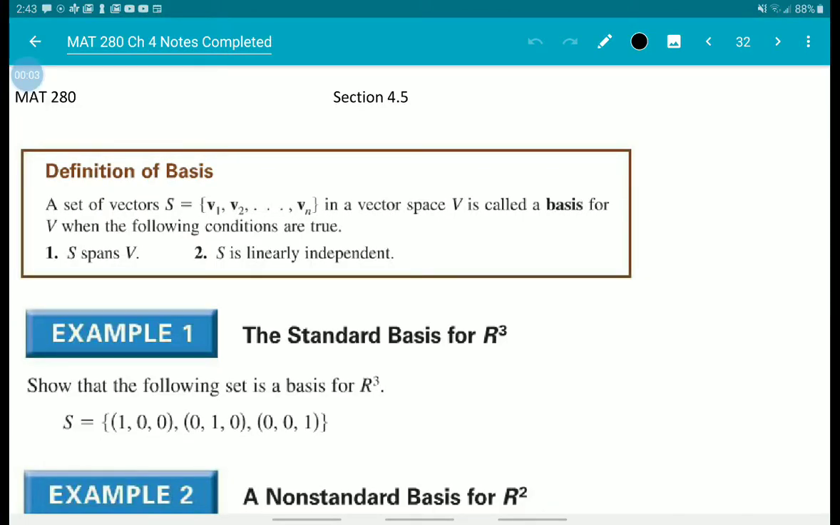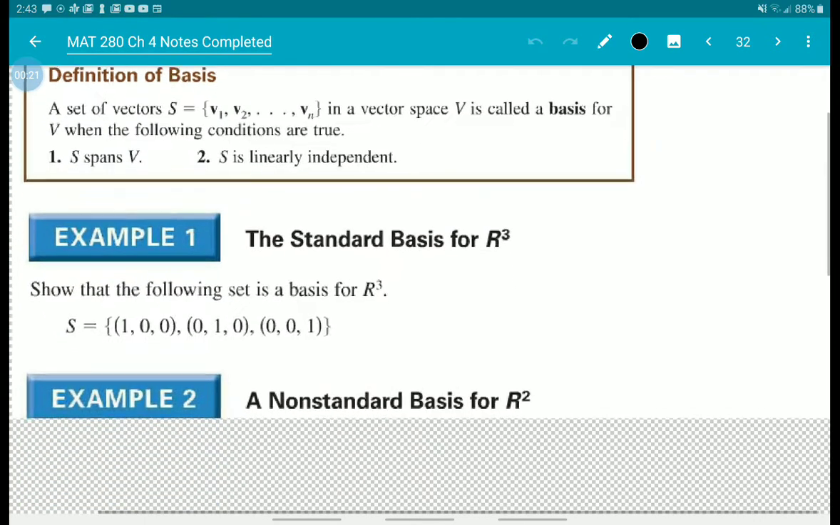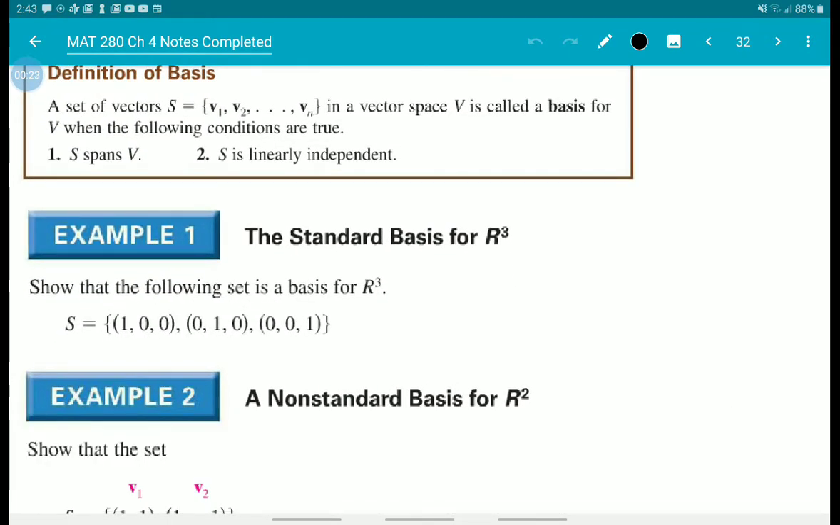In this section, we're going to talk about something called a basis. It turns out that if we have a set of vectors that are both linearly independent and span a certain vector space, then we have created what's called a basis for the vector space. What that means is that any vector in that vector space can be written as a linear combination of those basis vectors. So let's look at some examples.